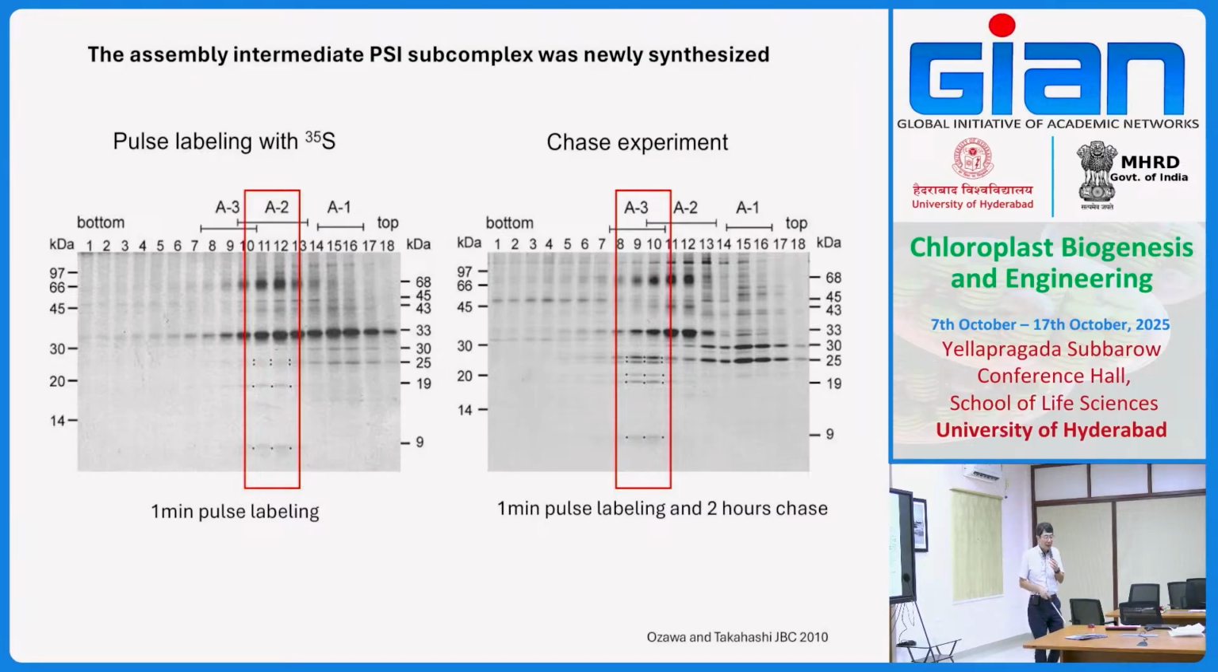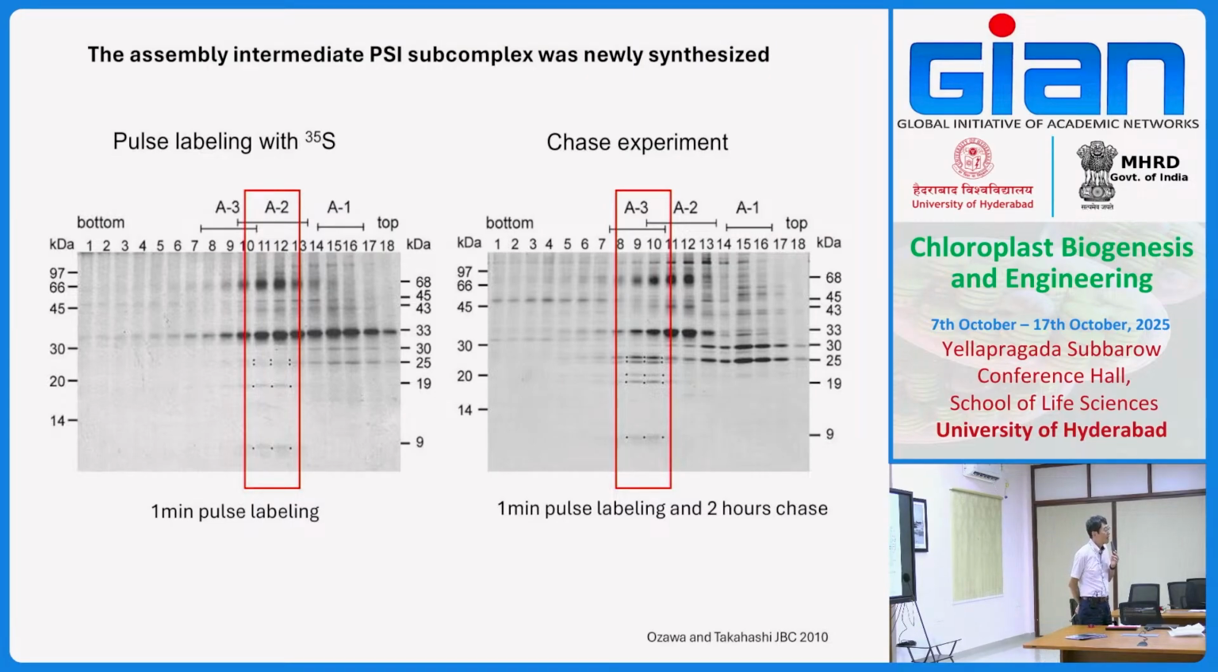This is interesting: why does LHC2 take longer to assemble in the thylakoid membrane? This is a speculation, but these LHC2 proteins are encoded by nuclear genes.